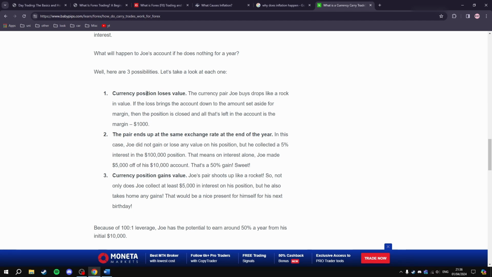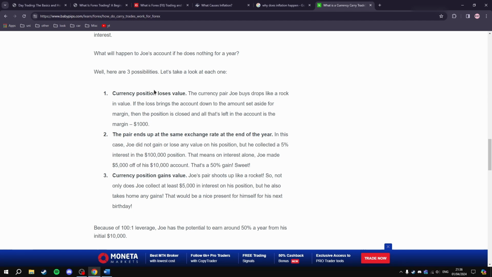The pair ends up the same exchange rate at the end of the year. In this case, Joe does not gain or lose any value in his position, but he collected a 5% interest on the $100,000 position. This means on interest rate alone, Joe made $5,000 off of his $10,000 account. That is a 50% gain.